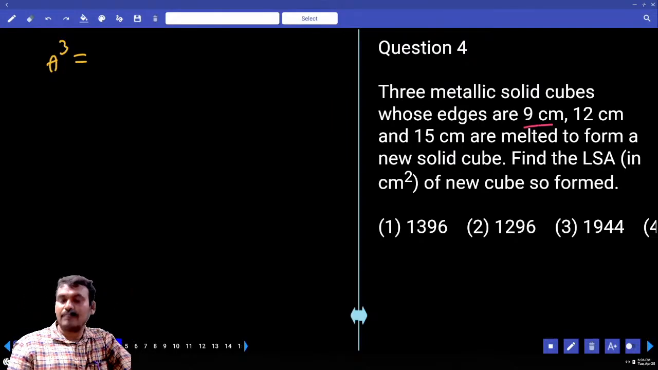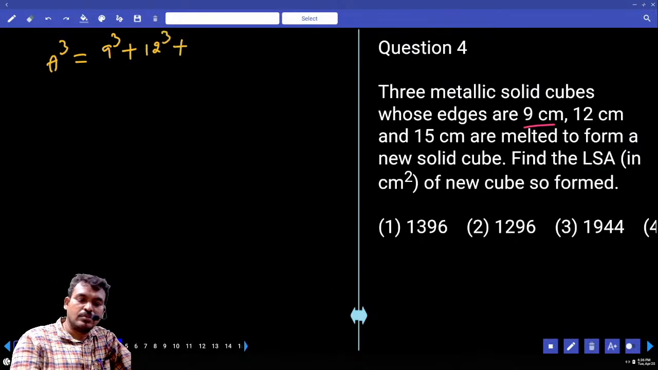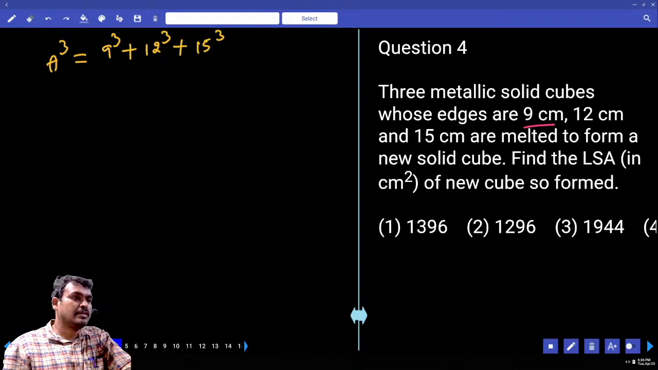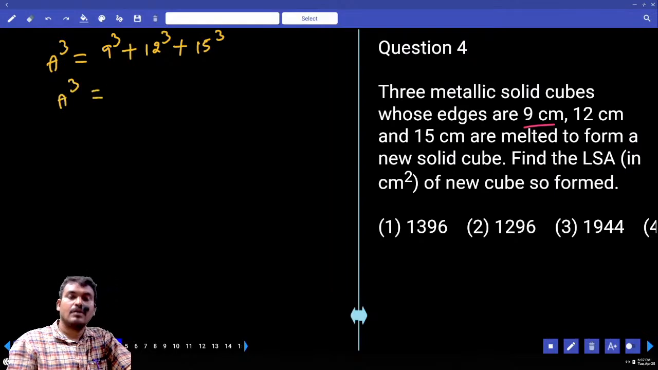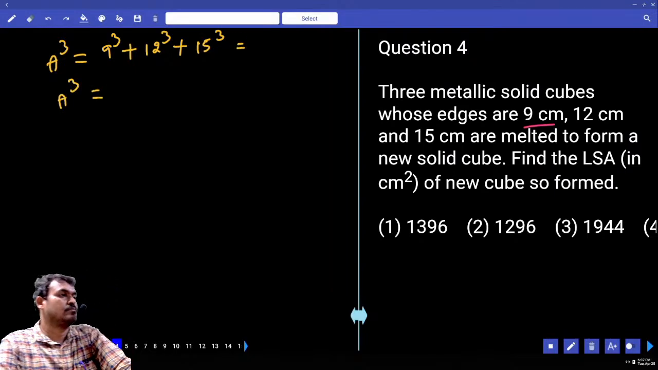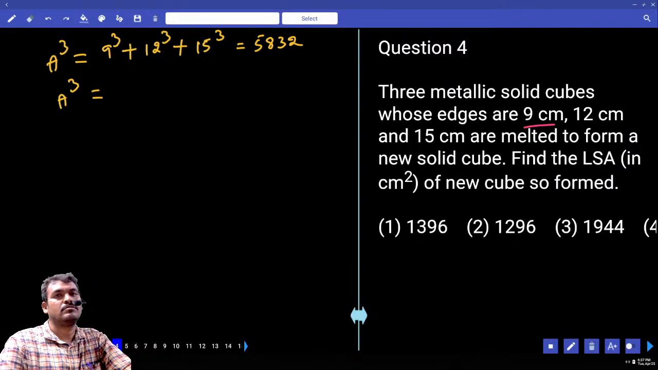What is the smaller cube? First one volume 9 cube. What is the 9 cube? 729. What is the 12 cube? 1728. What is the 15 cube? 3375. Then a cube is equal to 5832, or not.